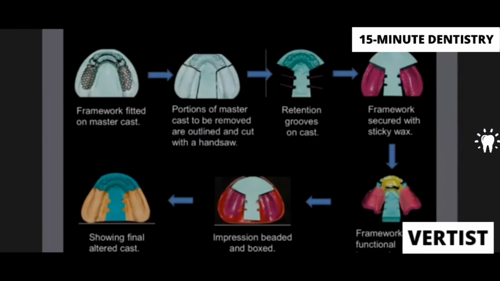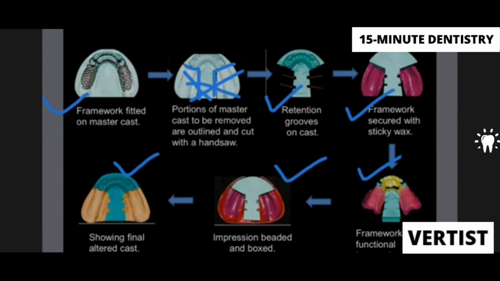This is the altered cast technique. Again, very, very important. The diagram says it all. As you can see, on the left is your framework, which is fitted on the master cast. That is diagram number 1. I'm going to be tick marking. Then this is how you delineate: this is what I don't want now because this is the anatomic portion of my cast, so this I'm going to remove. So this is how my cast looks now. This is the cast that I've modified and I've made retention grooves over which I have now secured my framework. I've made my tray. I've made my impression now, and finally I've poured my impression again.